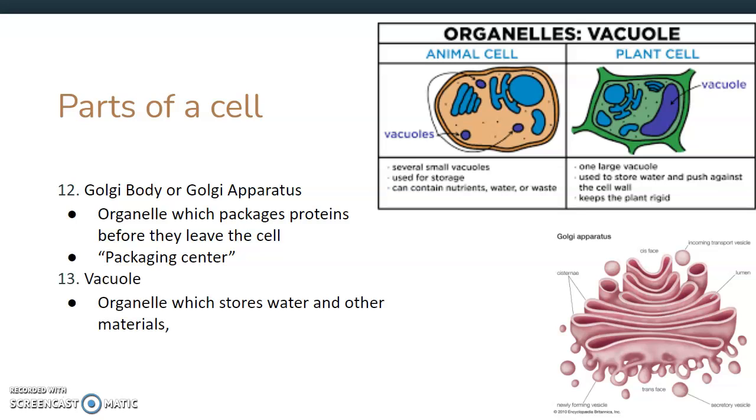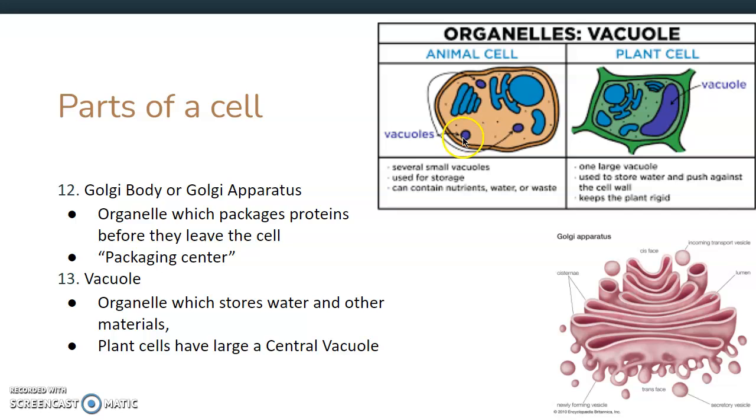And our last, number 13, is what's called a vacuole. Our vacuole is what stores water and other materials. So plant cells and animal cells have a little bit different vacuoles. Our plant cell has one large vacuole, and that's because they need a lot more water in one place. And then our animal cells have several small vacuoles.